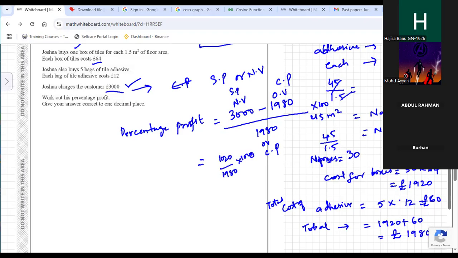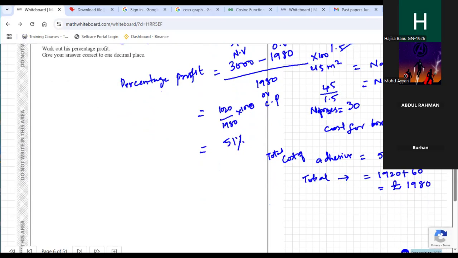You don't have to do a lot of working. For the understanding, I'm writing 1,020 divided by 1,980 is 0.51, 0.51 into 100 is 51%. So he has got the profit percentage as 51. Actually, it will be 51.51, and you have to correct to one decimal place, 51.5.